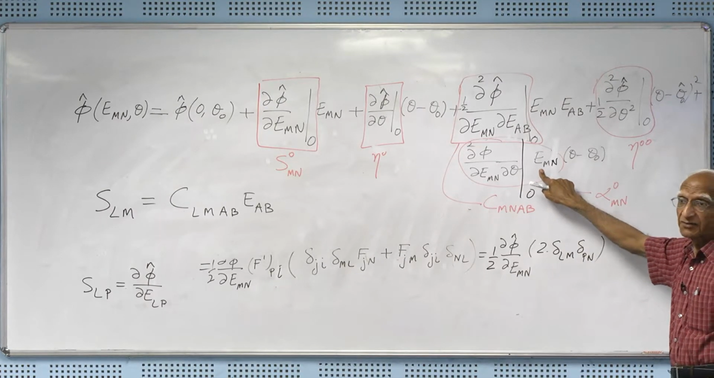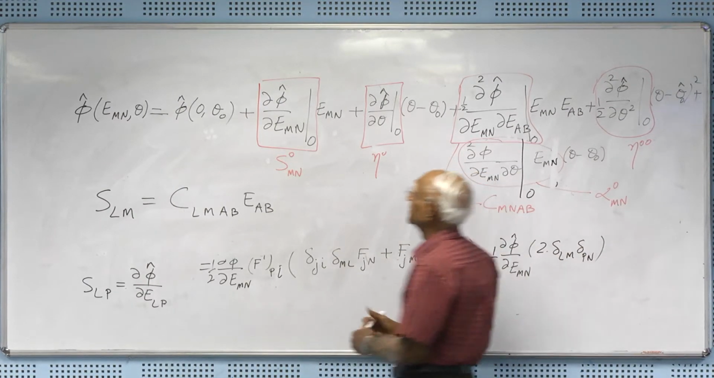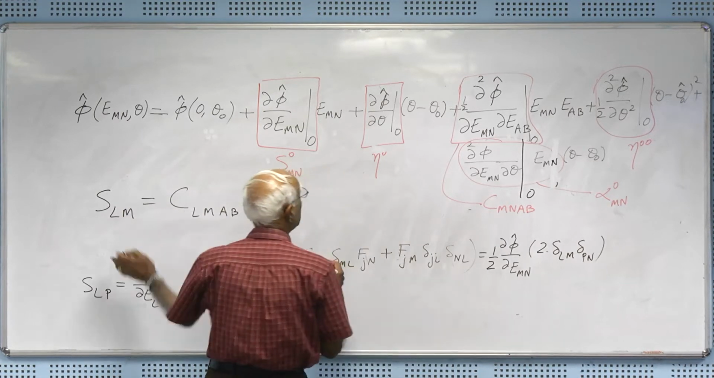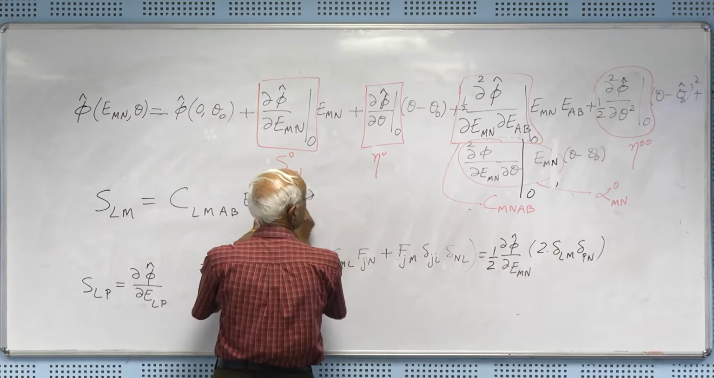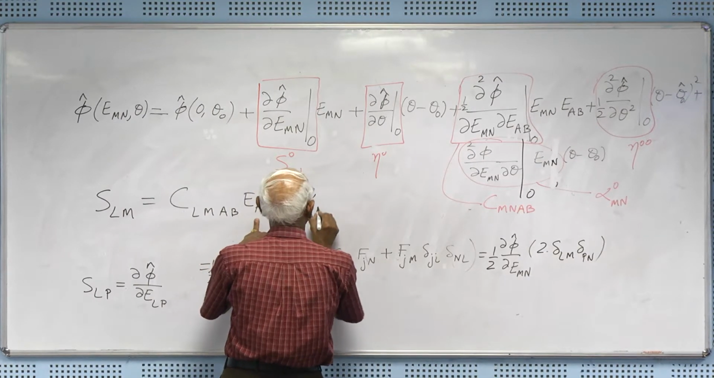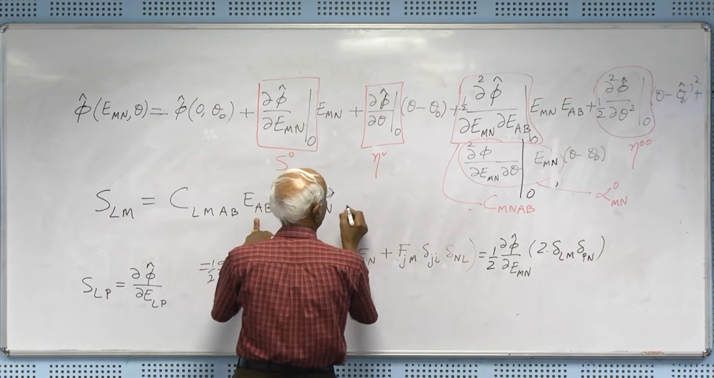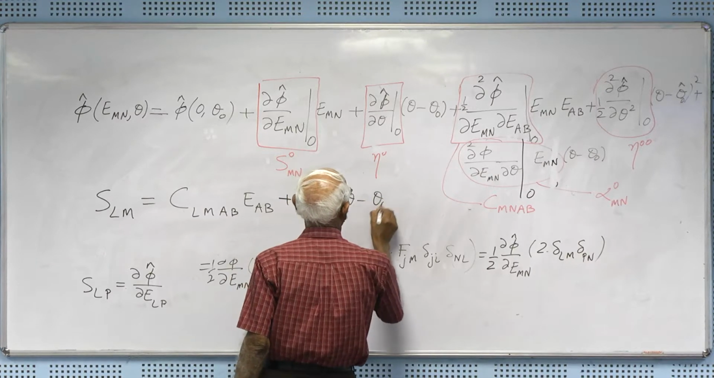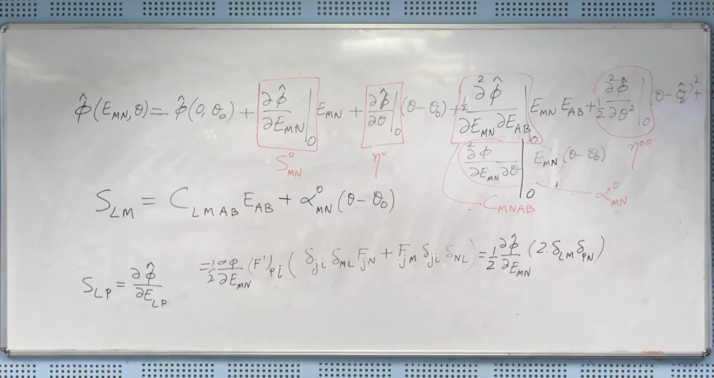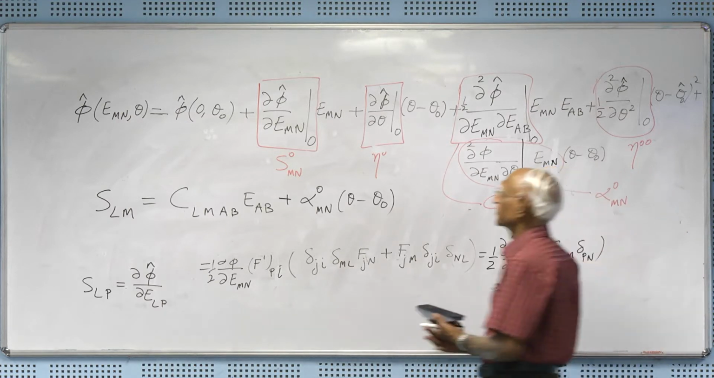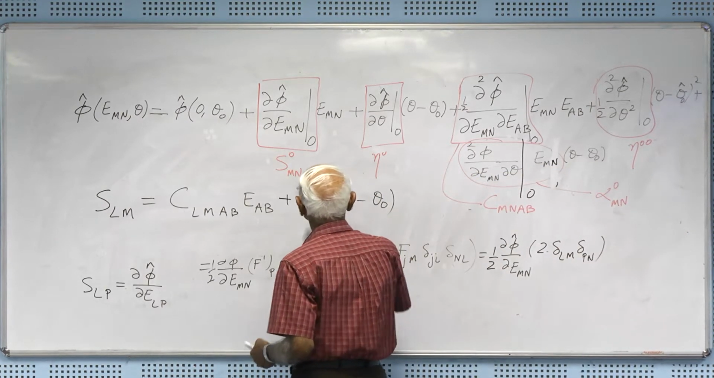Okay, so if you are only interested in stresses, then you will get this plus, say, alpha m n 0 times theta minus theta 0. I'm sorry? Oh yeah, Lm. Yeah, you are right.